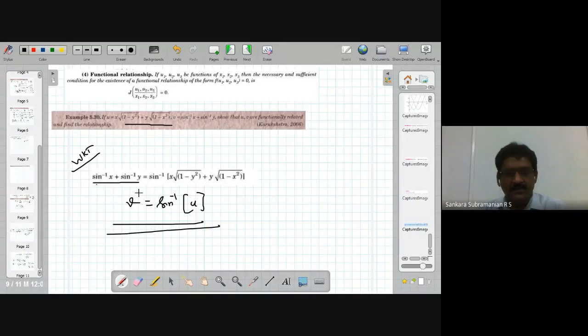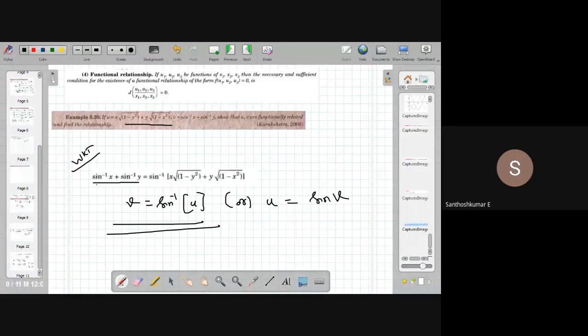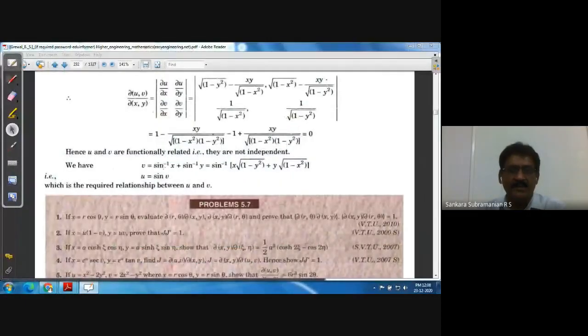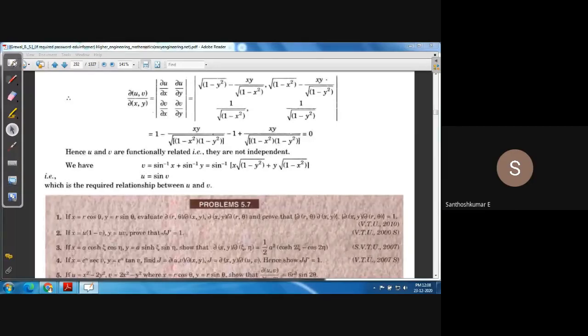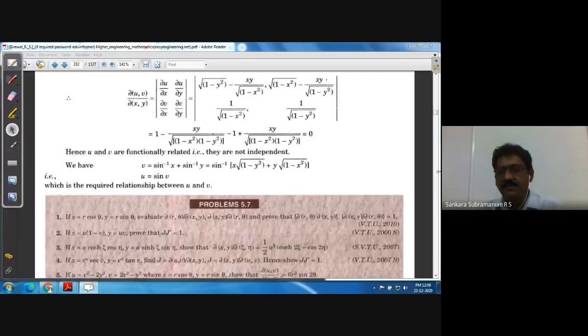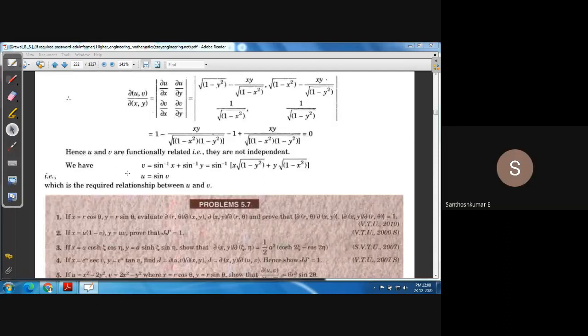How else can we write this? If the sin inverse goes to the other side, what can we write? u equal to sin v, or sin v equal to u, is the relationship between u and v. This is possible only when the Jacobian becomes 0.